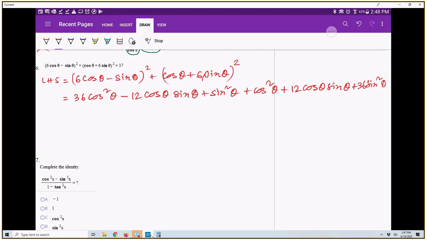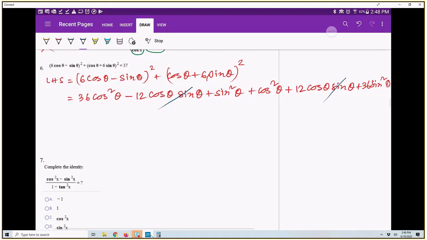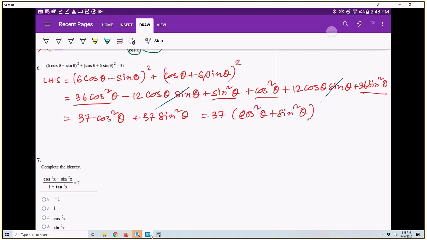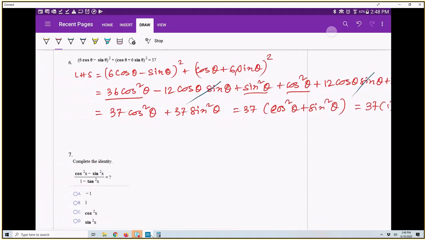So first you observe that I can cancel this negative cosine theta sine theta and the positive cosine theta sine theta. So what I have left, I can write it as 36 plus 1, so 37 cosine square theta, 1 plus 36, so plus 37 sine square theta. So clearly I can factor out the 37 and get cosine square theta plus sine square theta inside. And by Pythagorean identity, that is 1, so 37 times 1 is 37. Okay.